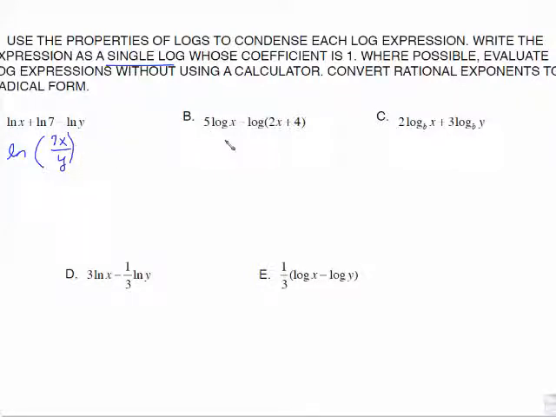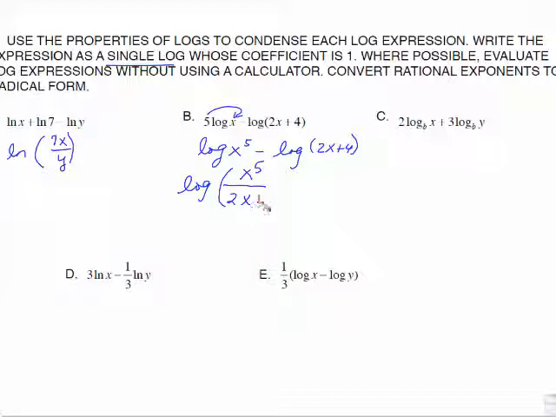This one's got an extra step, and that is any coefficients need to come back and become exponents before you do anything else. So this is log x to the 5th minus log of 2x plus 4. Now I will write log 1 time. And remember, log is log base 10, but you don't need to write the base 10 here. So this is log x to the 5th over, because of the minus, 2x plus 4.